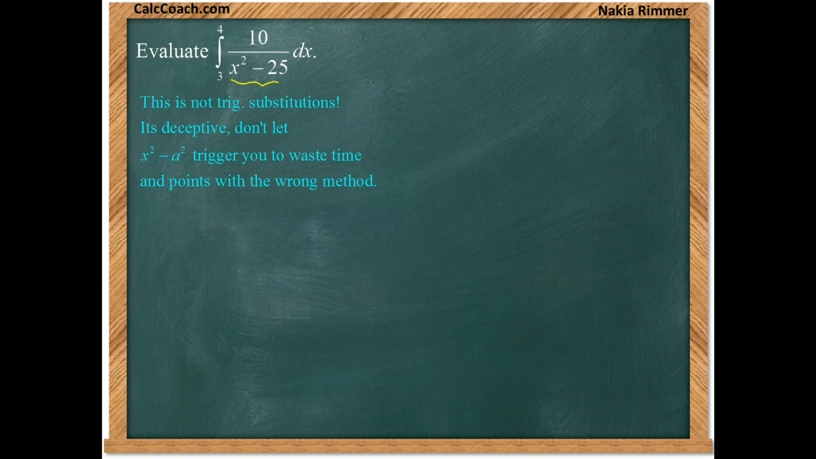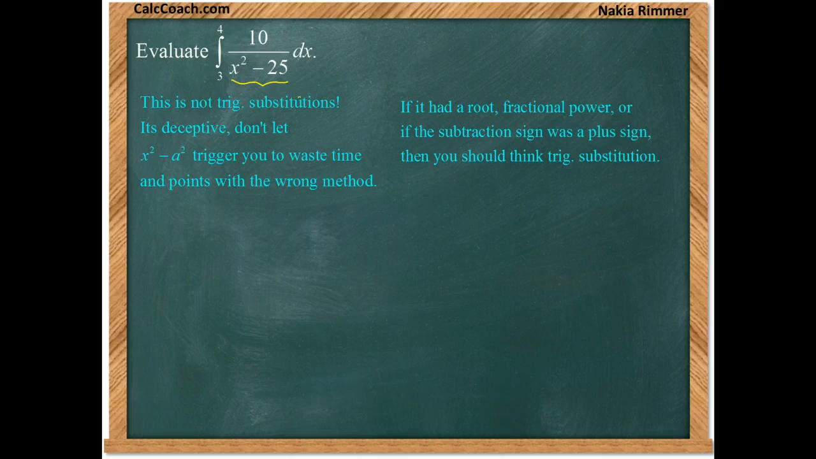But no, it's not. Maybe if it had been underneath a root, or perhaps if there was a plus sign, you could go there with it, or maybe some fractional power, but not by itself like this. By itself like this, with the minus in between there, that is the difference of squares. X squared minus 25 is the difference of squares. It can be factored. Okay, so this is a partial fraction decomposition question.